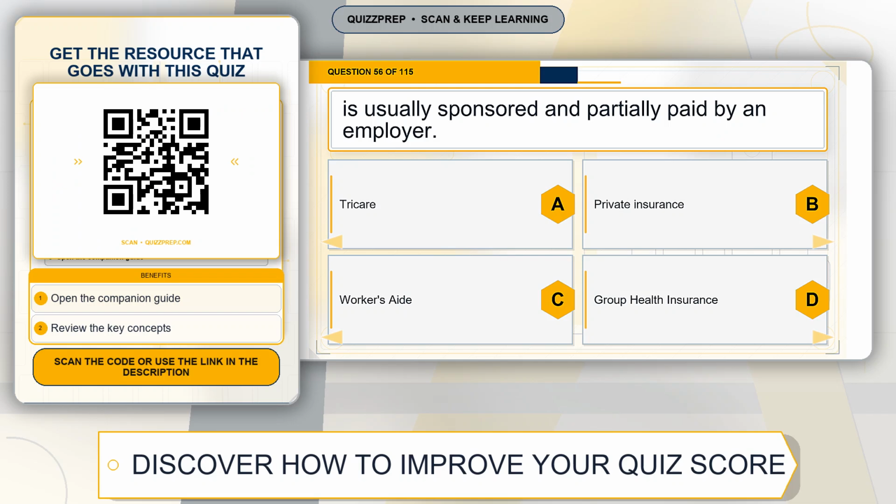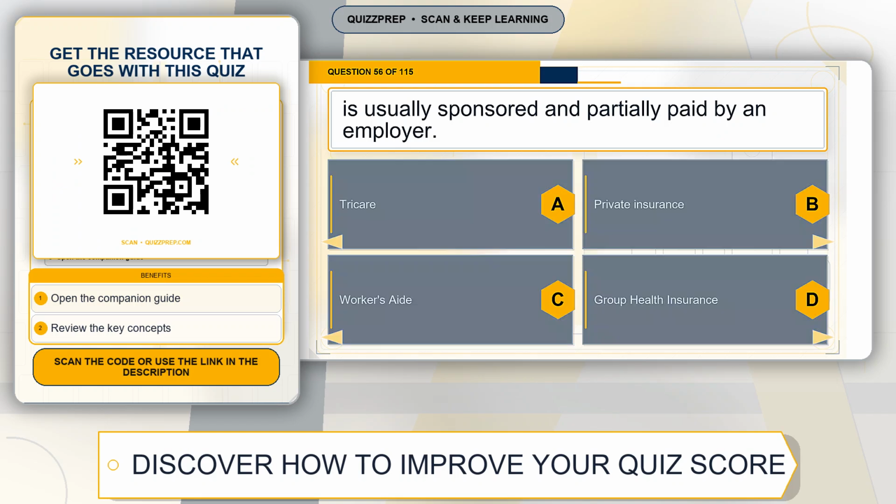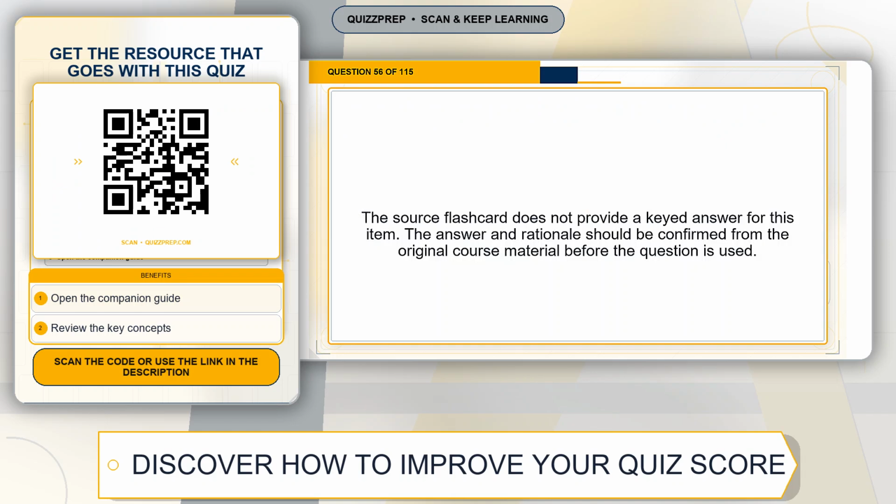Question 56. Is usually sponsored and partially paid by an employer. Option A, TRICARE. Option B, private insurance. Option C, workers' aid. Option D, group health insurance. The correct answer is not shown. Explanation: the source flashcard does not provide a keyed answer for this item. The answer and rationale should be confirmed from the original course material before the question is used.